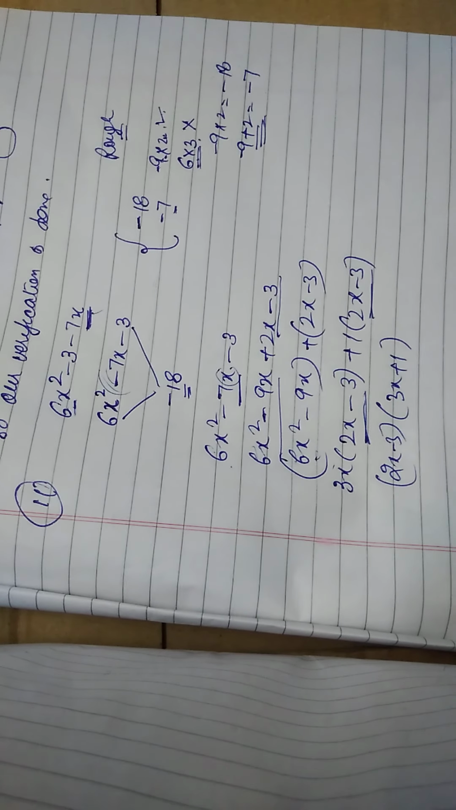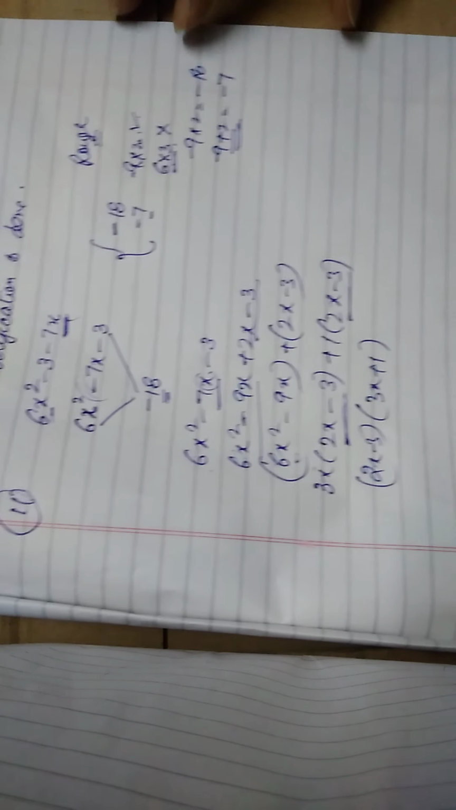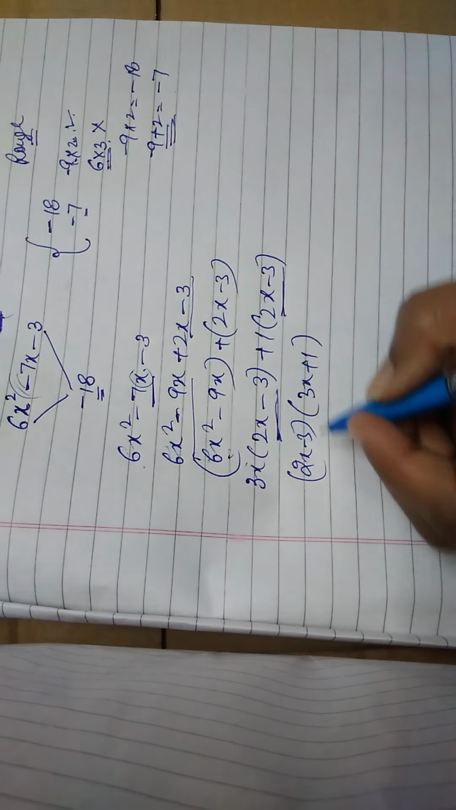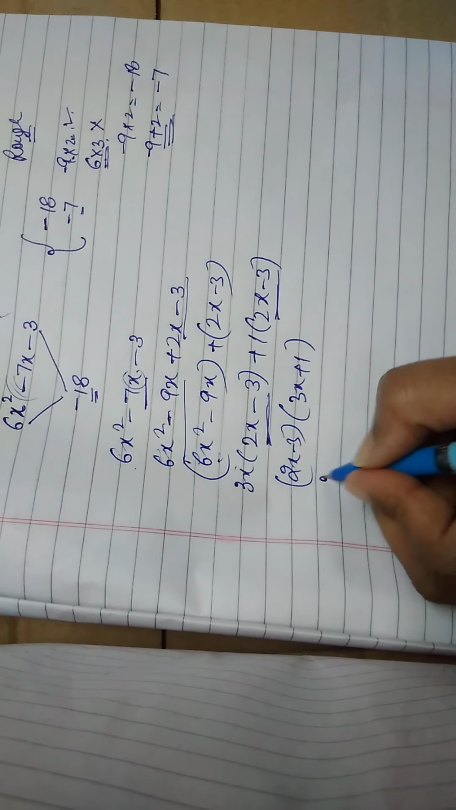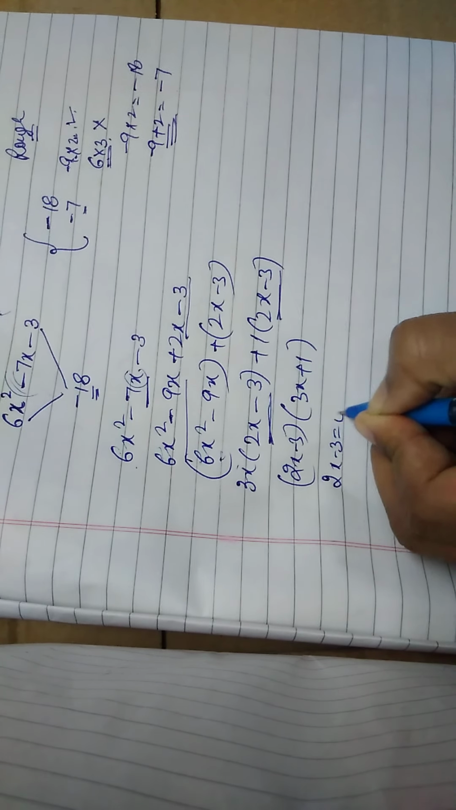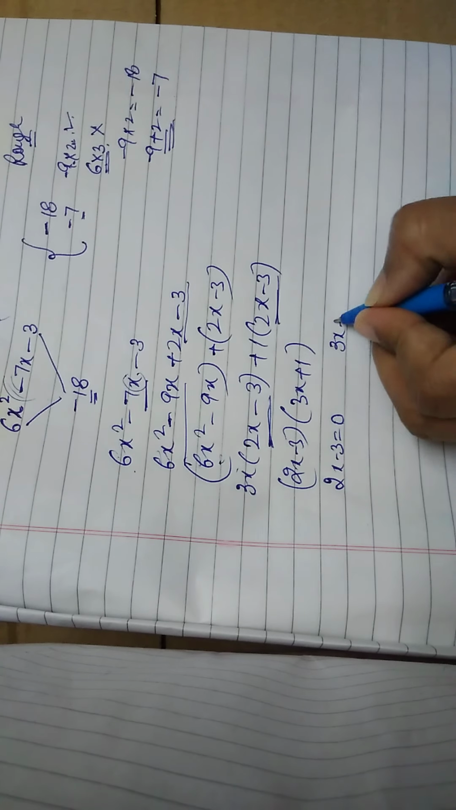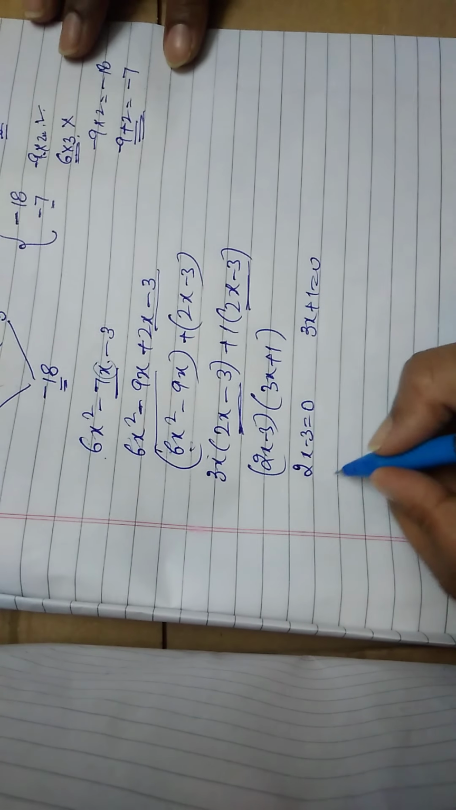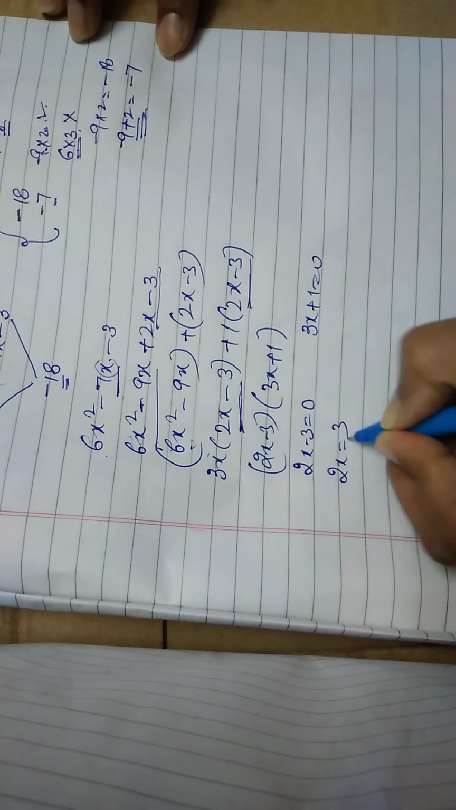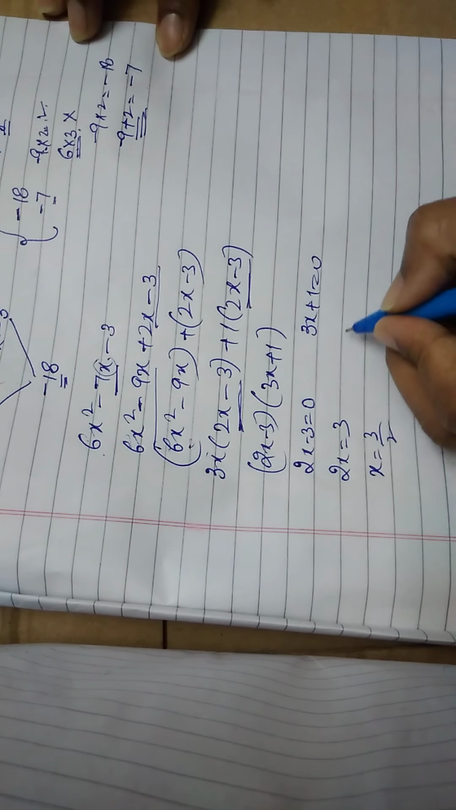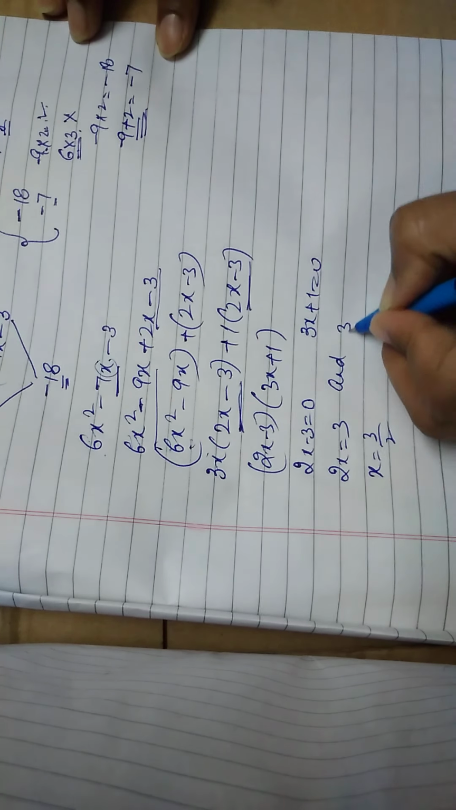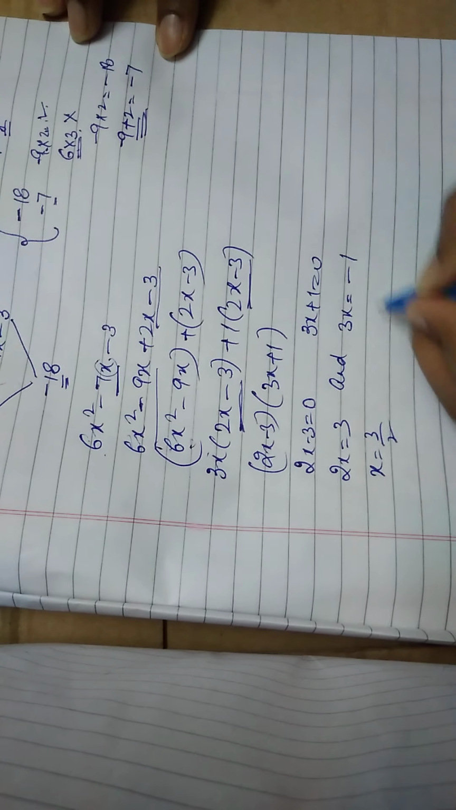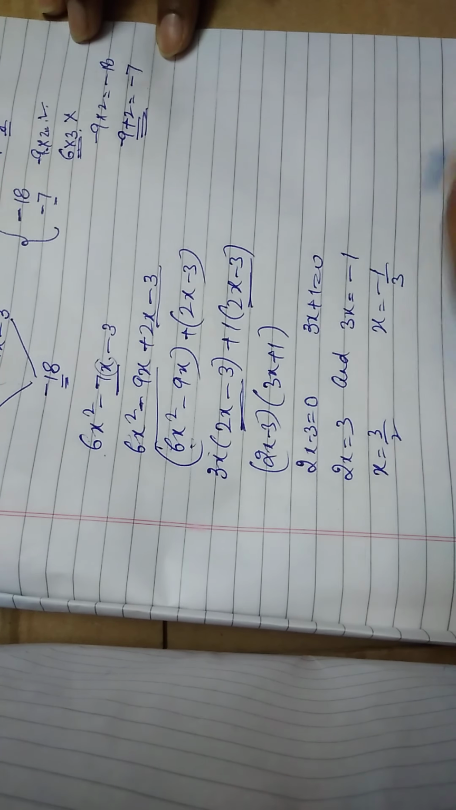Now we have two factors, 2x minus 3 and 3x plus 1. Now find zeros, setting them equal to 0. We get two zeros: 2x equal to 3, x equal to 3 by 2. And in the second case, 3x equal to plus 1 becomes minus 1, x equal to minus 1 by 3.